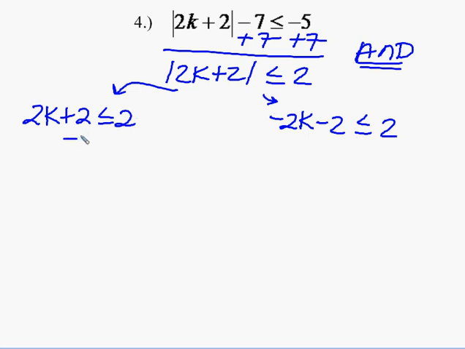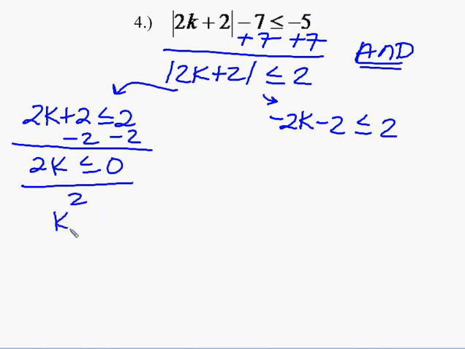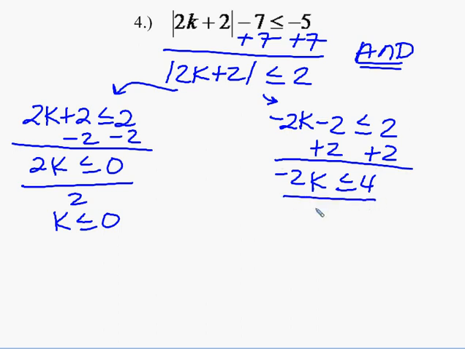So first equation, subtract that 2, and then divide by 2. Don't do anything with this until we get to our final answer. Our second equation, you're going to add your 2, and then divide by -2. Remember, dividing by a negative, flip that inequality. So we have our two inequalities, and we have our and compound.